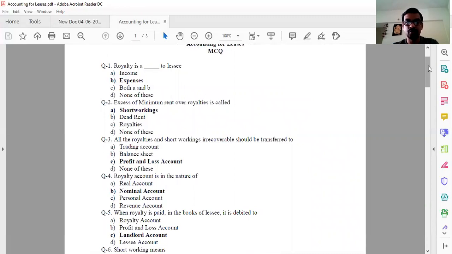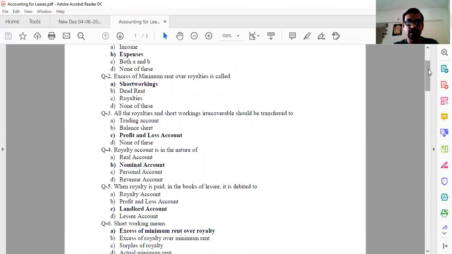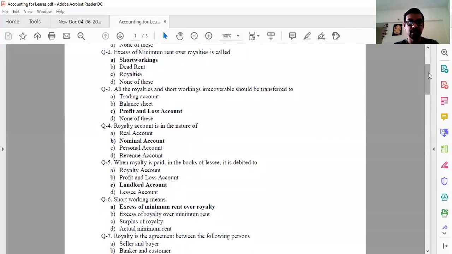Excess of minimum rent over royalty is called short working, straight rent, royalties, or none of these. The right answer is short workings. All the royalties and short workings, if recoverable, should be transferred to trading account, balance sheet, profit and loss account, or none of these. The right answer is profit and loss account. Then, royalty account is in the nature of real account, nominal account, personal account, or revenue account.